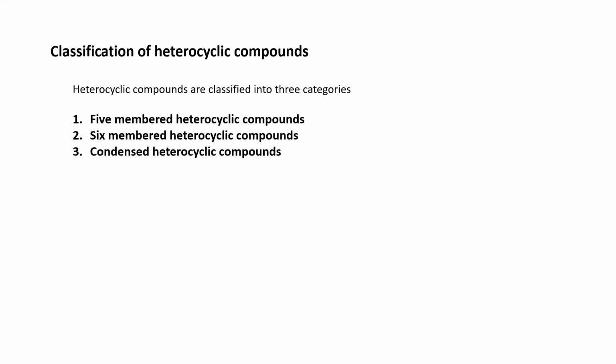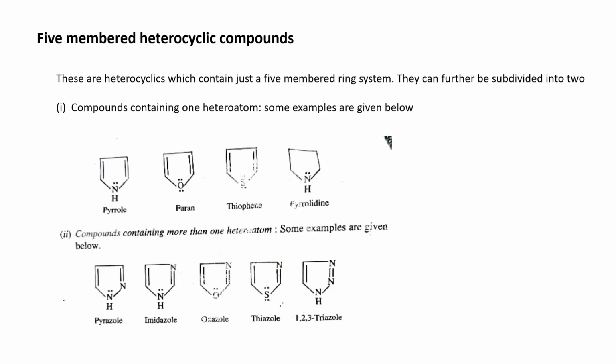Now, the classification of heterocyclic compounds. The heterocyclic compounds are classified mainly into three categories. The first one is 5-membered heterocyclic compounds. The second one is 6-membered heterocyclic compounds, and the third one is condensed heterocyclic compounds. Now, let us see one by one. The first one is 5-membered heterocyclic compounds.